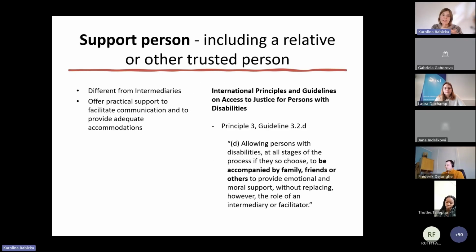Second, a support person. It's usually someone who accompanies the person with disability throughout the process. It can also be a relative or a friend. They also offer practical support to facilitate communication and provide adequate accommodations, but usually they are next to the person with disability and they are really there to support them throughout the process. They're also explicitly mentioned in the international principles and guidelines.